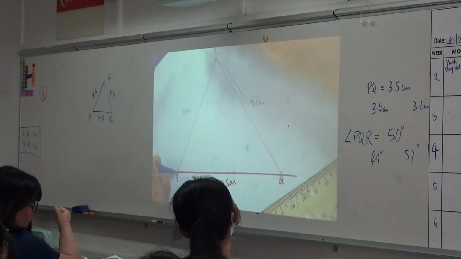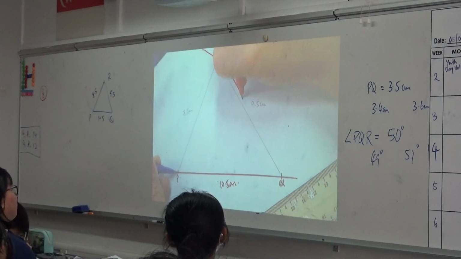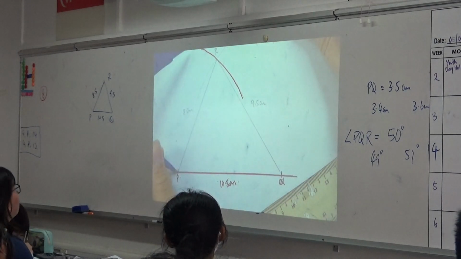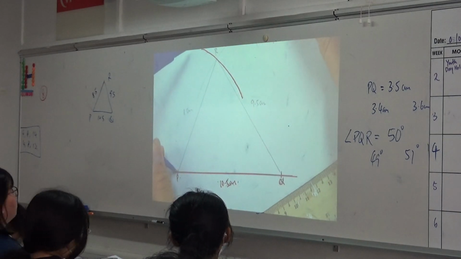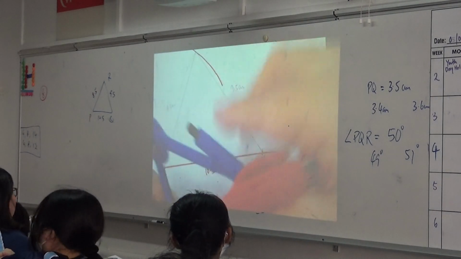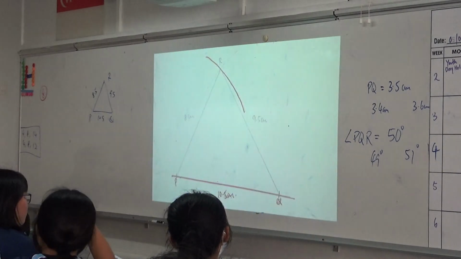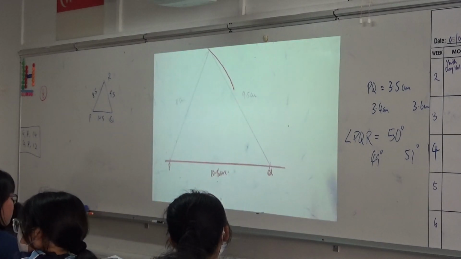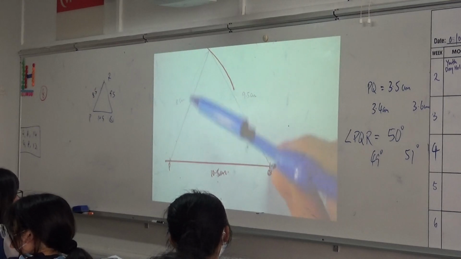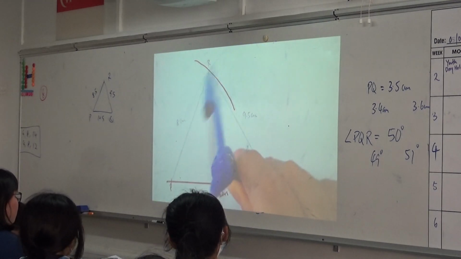I'm going to ink it up because if not you cannot see. I will draw this arc using my compass. Can you see? Now what is the length of QR? 9.5. So I adjust this to 9.5. Then where do I put the compass now? At Q. Very good. You put at Q, then you draw another arc up.